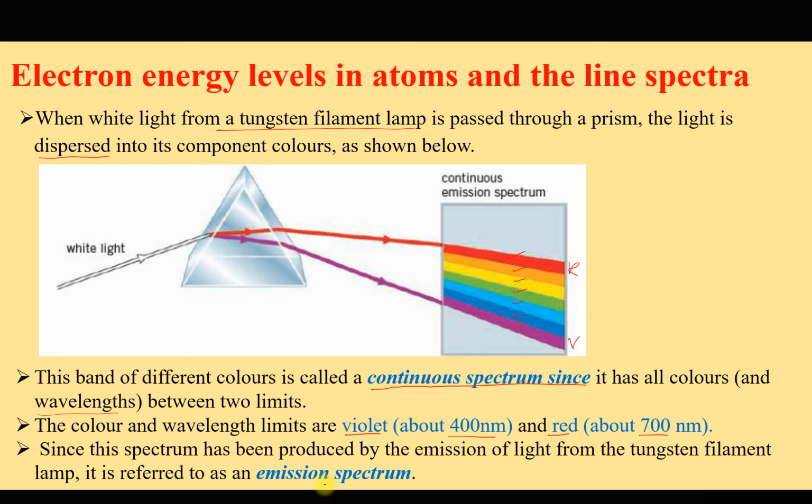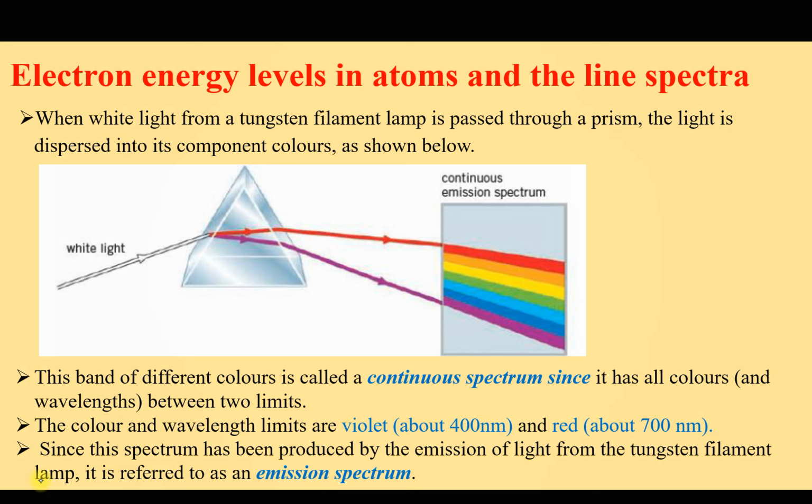So the 7 colors, when white light is passed through a prism, form a band of colors where there is no clear boundary between one color and the other. Therefore, this band of the 7 colors is called a continuous spectrum.